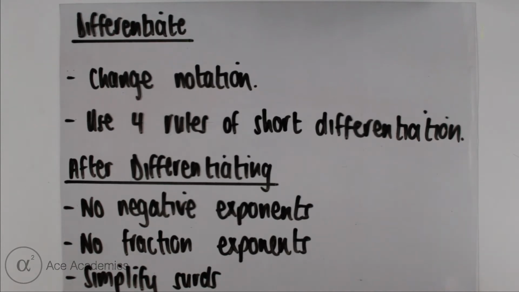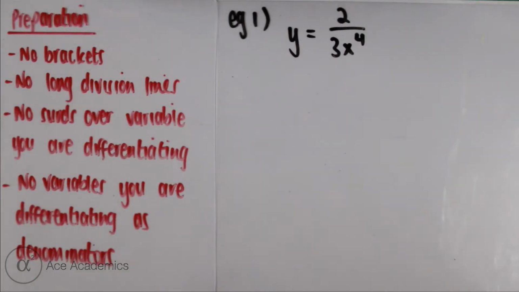The first thing we do is we change our notation to the differential notation. Thereafter, we use the 4 rules that we learned in the previous video, the 4 rules of short differentiation. After we do the derivative, it might be necessary that we need to neaten up and ensure that there are no negative exponents, no fraction exponents, and we need to simplify surds. I will strongly advise you to look at your laws of exponents and surds before progressing here, as you will need that to understand what's being done.